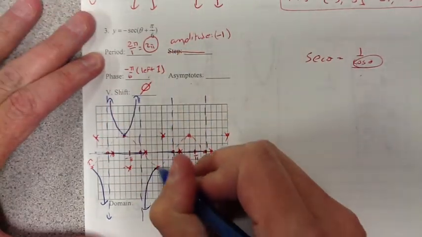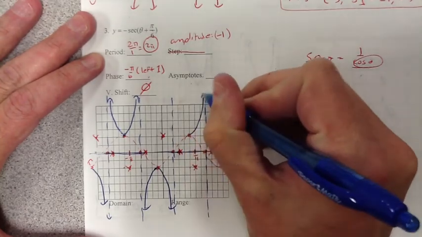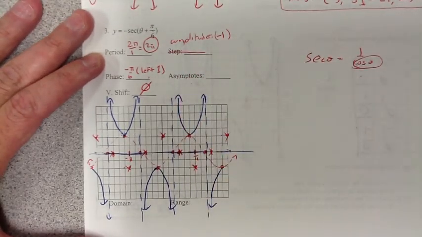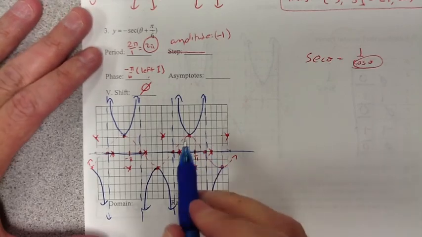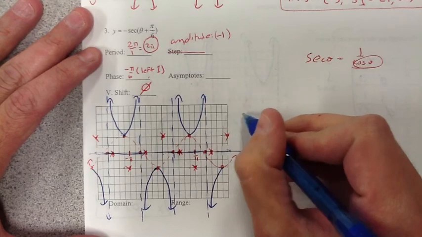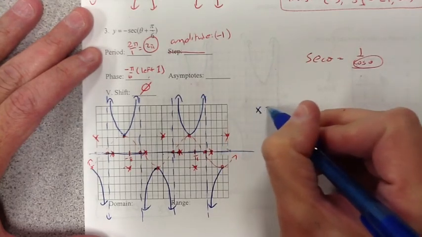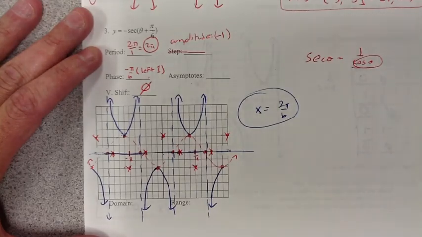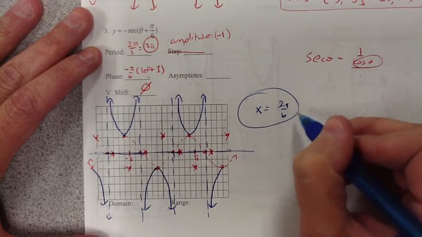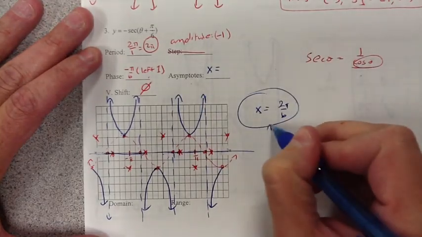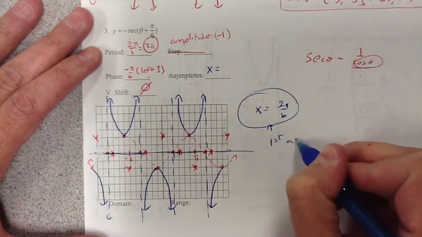So in blue is our function. Very easy to do. Alright, so to get our asymptotes, I'm just going to go in and count. Ready? If I count over 1, 2, that's over 2 tick marks. So my asymptote is going to be x equals 2 pi over 6. That's my first asymptote. Or we just say pi over 3.